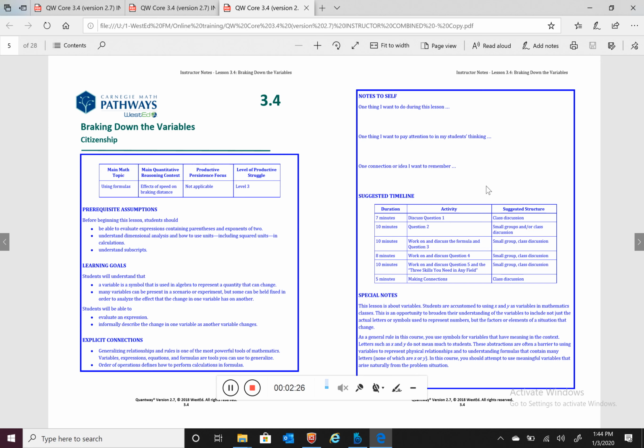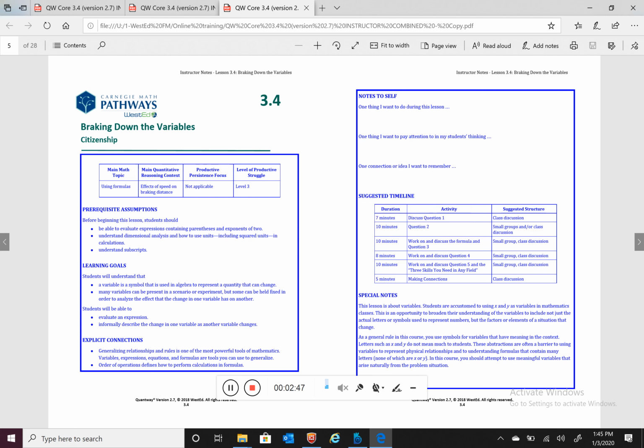For each of the instructor notes, you will have suggested timelines. So suggested timeline is, as it says, just a suggested timeline. Often you will need more time than suggested. When writing the notes, it is often very difficult to specifically ascertain how much time will be needed.